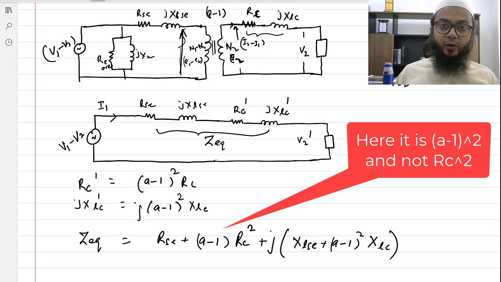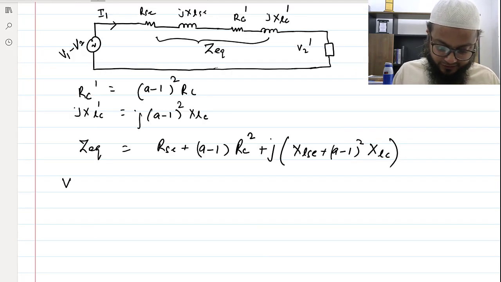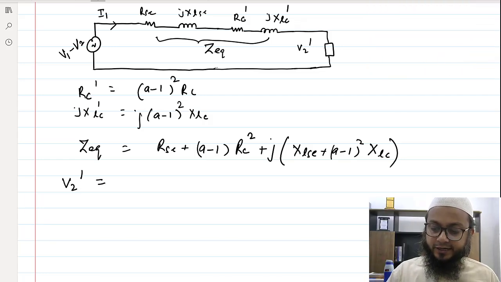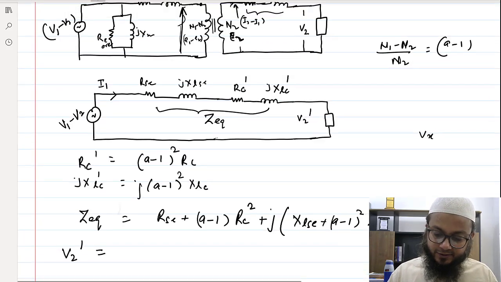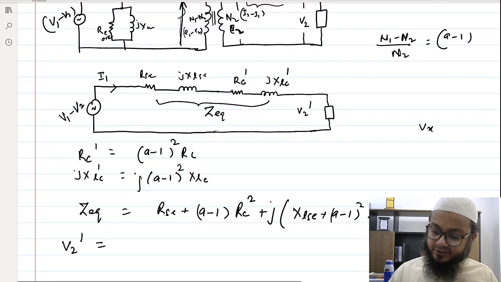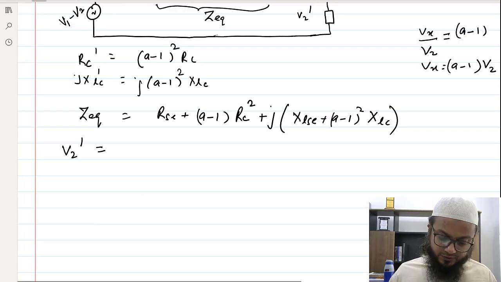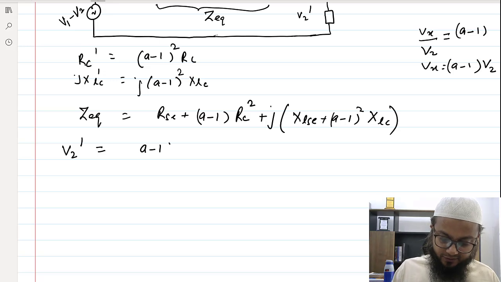Okay, and what is V2 dash here? You can directly say, let's say Vx, I'm referring this V2 voltage towards the primary side. So this would be Vx upon V2, and this is equal to A minus 1, right? So this V2 dash would be equal to A minus 1 times V2.